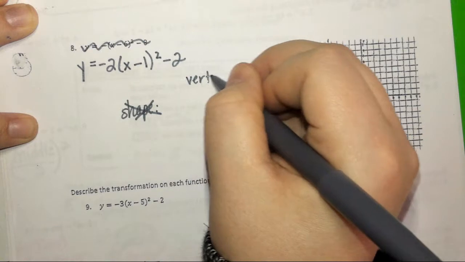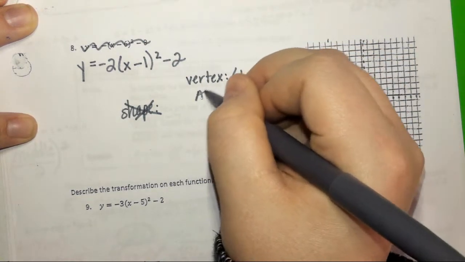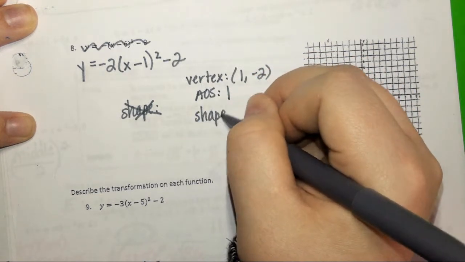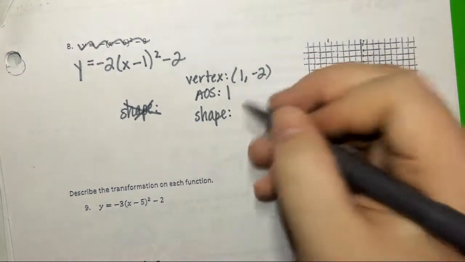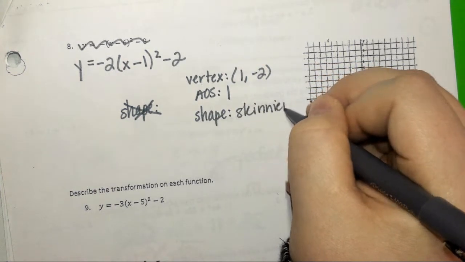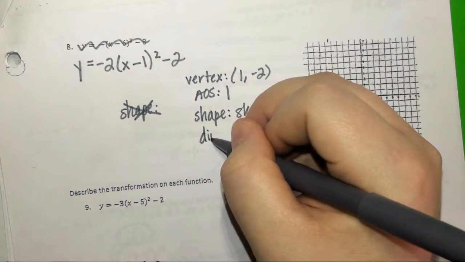My vertex is 1, -2. You can have a point for that. My axis of symmetry is 1. My shape is going to be affected by that -2. It does get skinnier. 3 gets the point. Or stretched if you'd rather be more mathematical. And my direction is down, so you can have another.